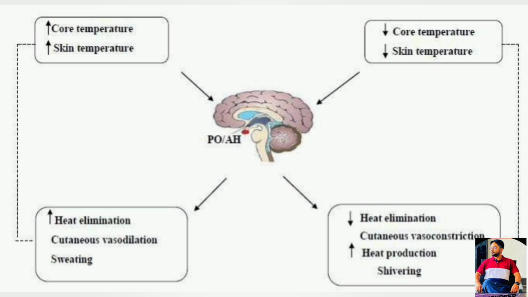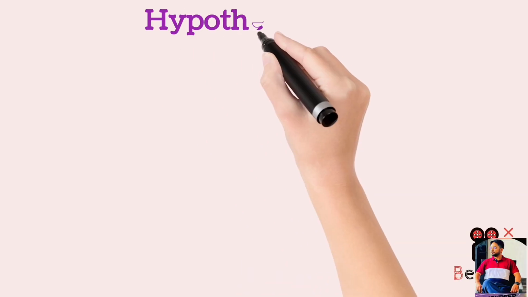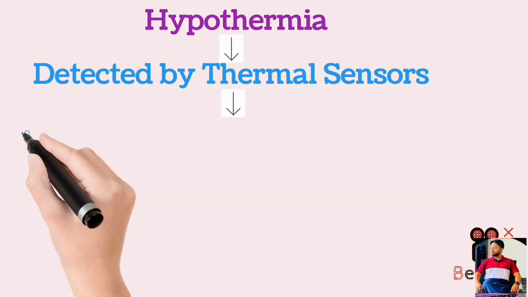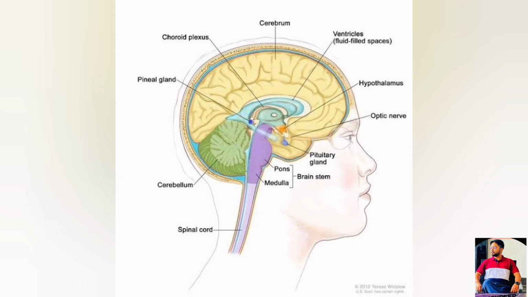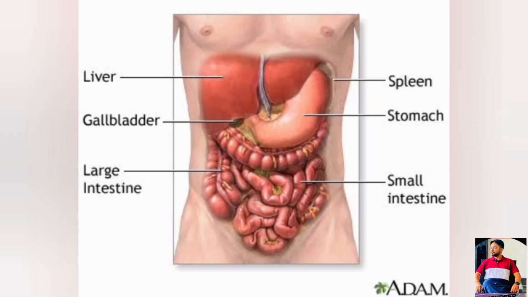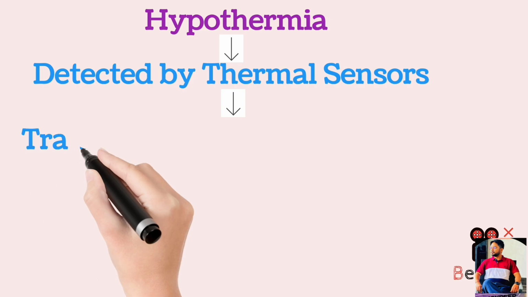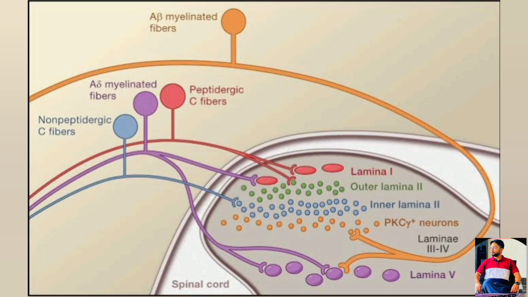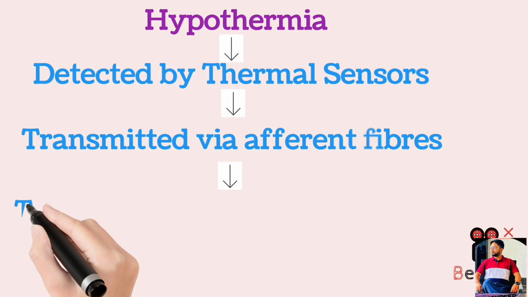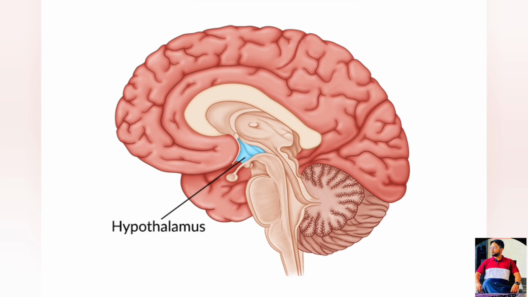Strict temperature control is important for normal organ, enzymatic, and cellular function. In a patient with hypothermia, the low temperature is detected by thermal sensors. Thermal sensors are the heat and cold sensitive cells that are located in the hypothalamus, brainstem, spinal cord, deep abdominal and thoracic tissue, as well as in the skin. Then the signal is transmitted via afferent fibers, like A delta fibers for the cold receptor and C fibers for the warm receptor, to the central thermal regulators. Central thermal regulators are the hypothalamus and the spinal cord.